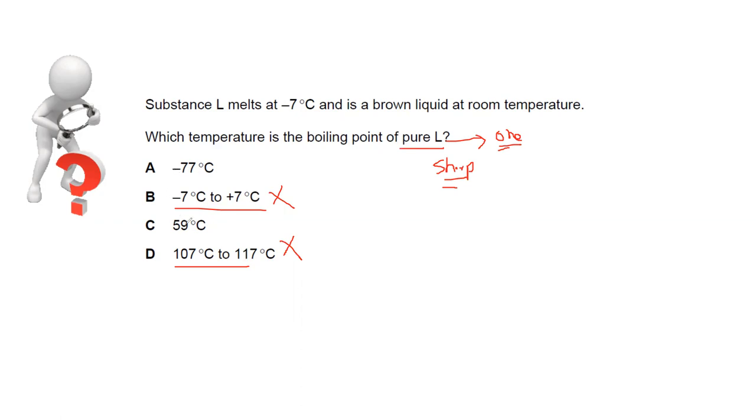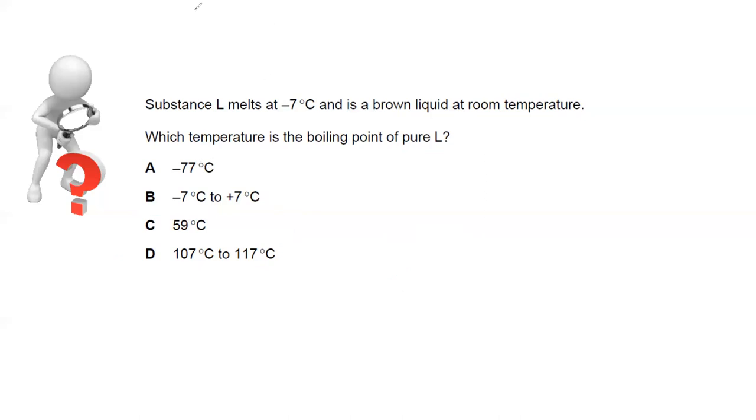What about A and C? If the melting point is minus 7, the boiling point is always higher than the melting point. A boiling point cannot be lower than the melting point. So it cannot be minus 77, because minus 77 is less than the melting point. A boiling point is always higher than the melting point. So the correct answer is 59 in this example. So C is the right answer. Is it clear?